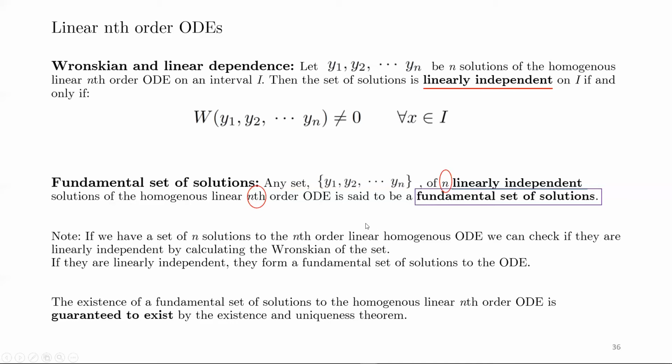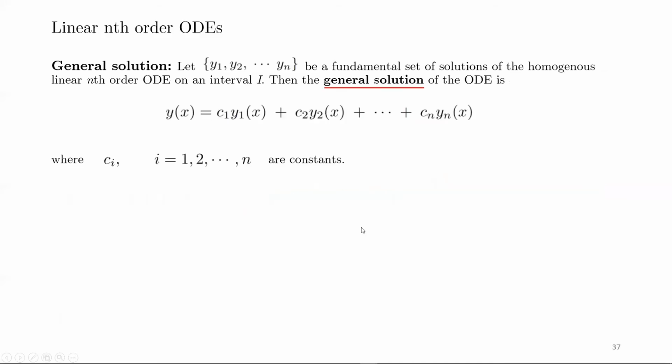Why do we care about finding a fundamental set of solutions? Well, the reason is we have one more definition before we look at some examples. If we have a fundamental set of solutions, so we've been given n solutions to some linear nth order homogeneous ODE, and we've tested using the Wronskian that they are linearly independent and therefore a fundamental set, then the general solution of the ODE is the linear combination of this set.